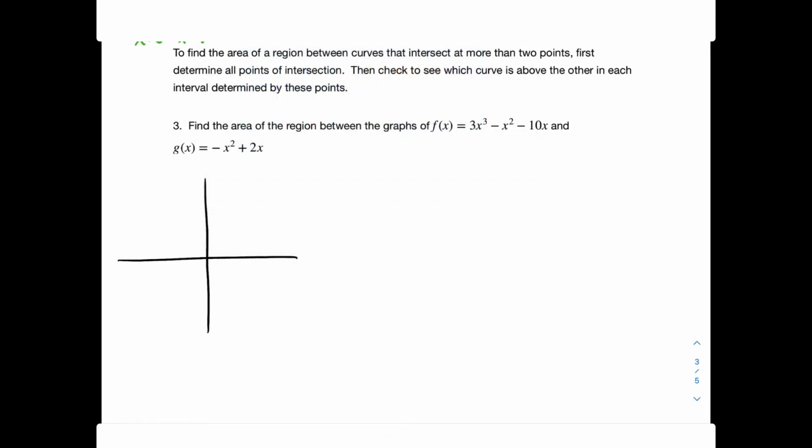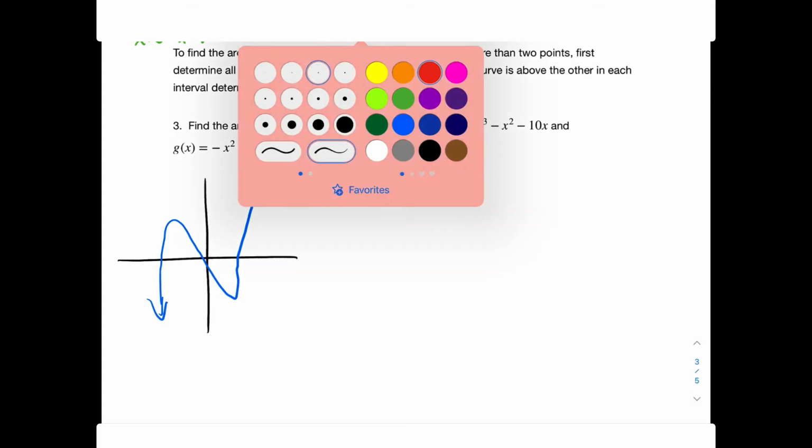So first I'm going to do a quick sketch of f of x, which is 3x cubed minus x squared minus 10x, which looks basically something like this. Okay, then I'm going to sketch g of x, which is -x squared plus 2x.